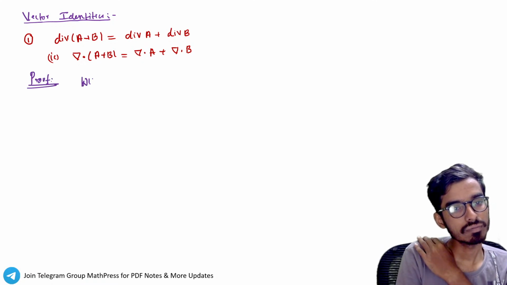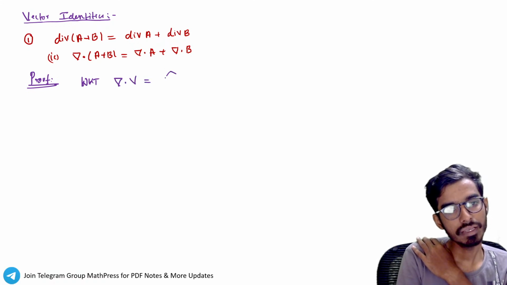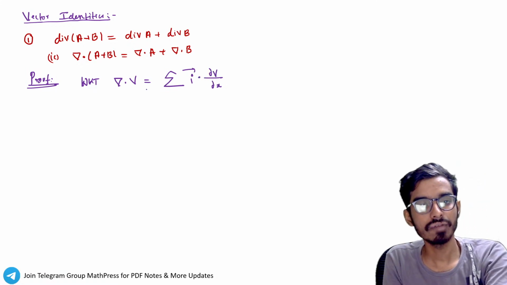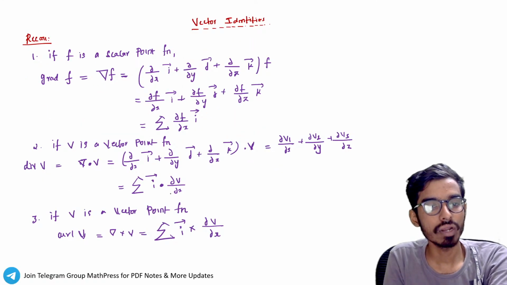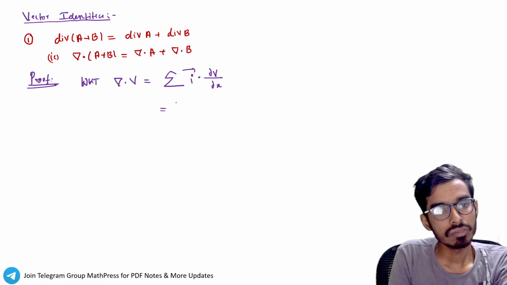Now we know that del dot b is summation i dot dou b by dou x, right? So instead of writing, I'm going to write these definitions from now on. i dot dou b by dou x.